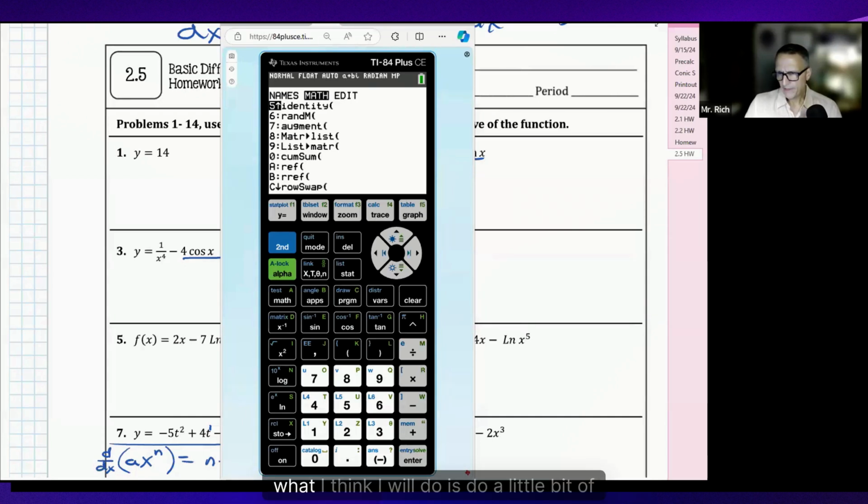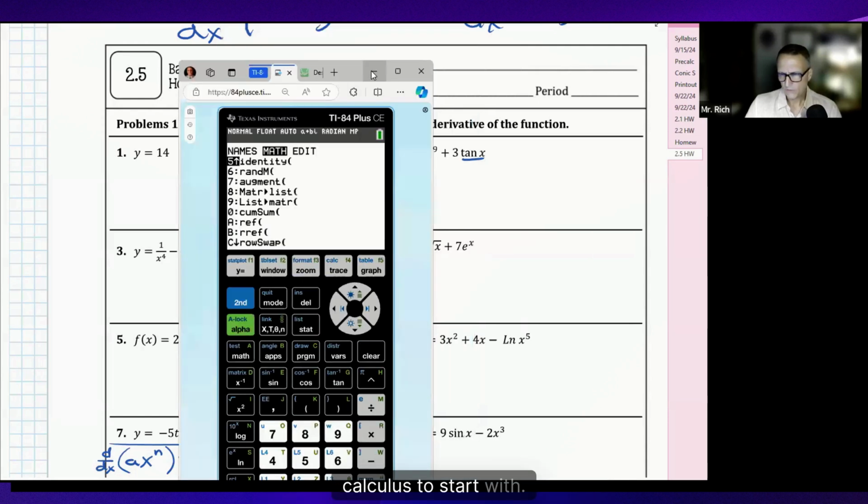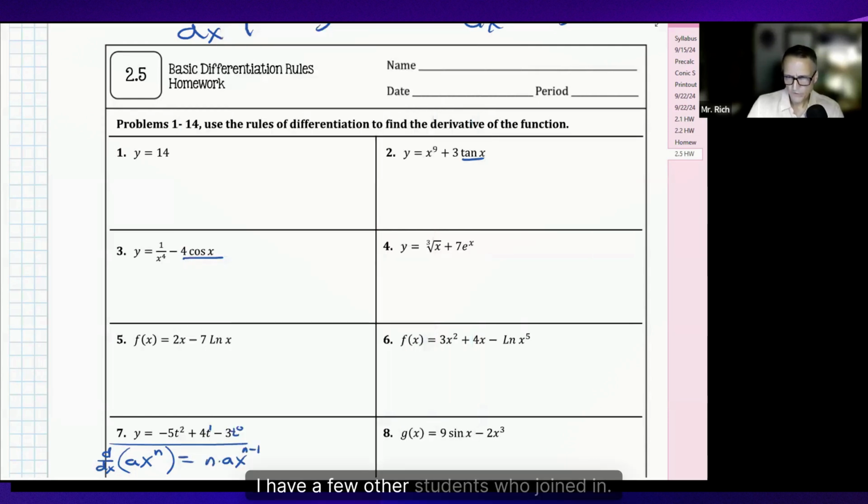Well, what I think I will do is do a little bit of calculus to start with. And again, I have a few other students who joined in. If you've got questions that you want me to address, put them into the Zoom chat or send me an email at askmrrich@gmail.com and I can cover that.